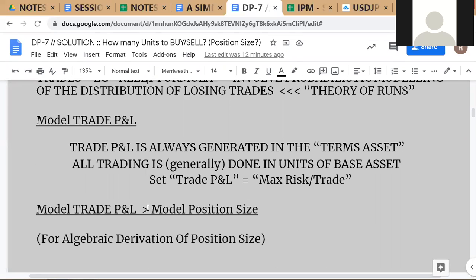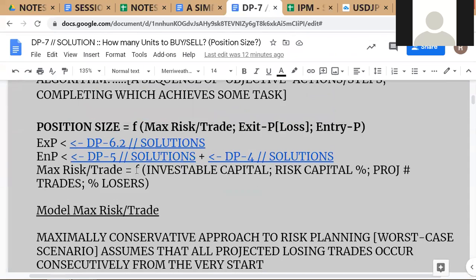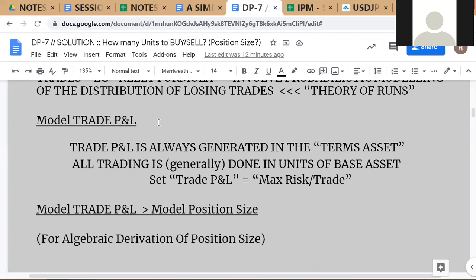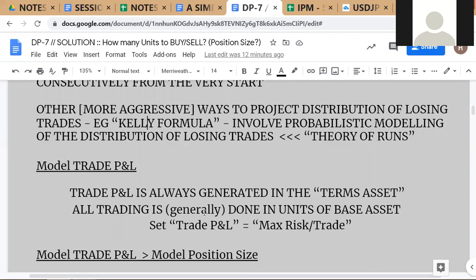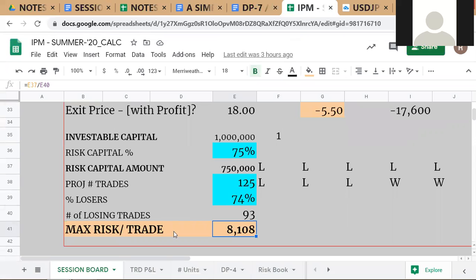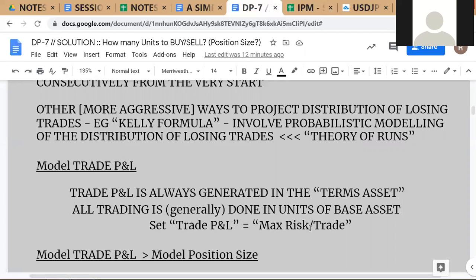Okay, so modeling trade P&L: model maximum risk per trade first, and then you have to model the trade P&L. There are certain basic principles which we already covered in the previous class, very important principles to understand. And one of the things you're going to do when you're modeling the trade P&L is set this trade P&L equal to the maximum risk per trade. So that is your goal: when you're trading, you don't want to lose more than your maximum risk per trade. So we set it equal to that, right? We could have set it less than also, but there are too many possibilities if you go less than that. So that's why we set it equal to, so that we have only one possibility.